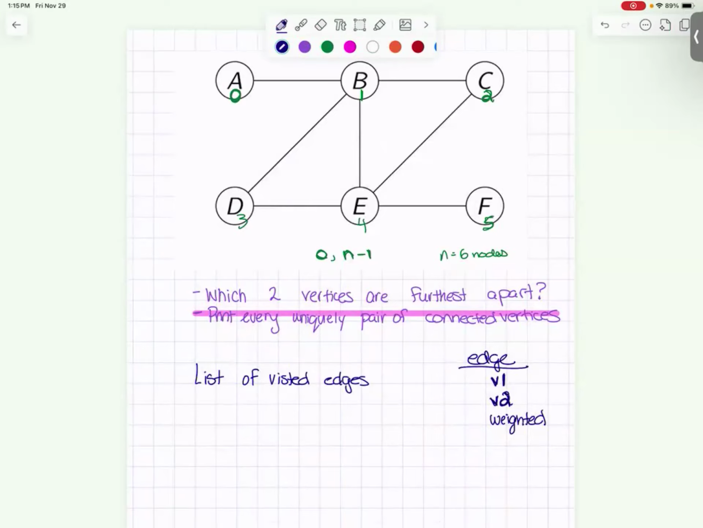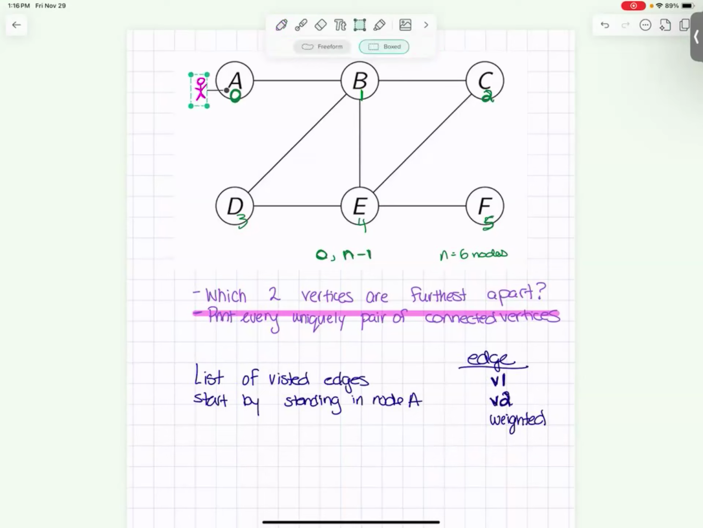So we have our list of visited edges, and let's start by standing in node A, or node 0. I'll draw my little person that I like to have, and she is right here, starting right here. And what is she actually going to do? Well, she's going to start here and say, who am I connected to? And she's going to go and look and see who she's connected to.